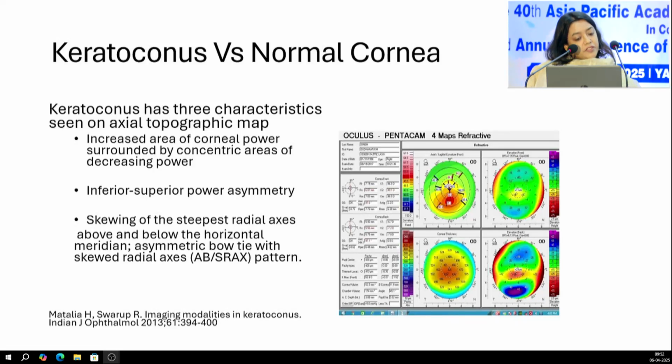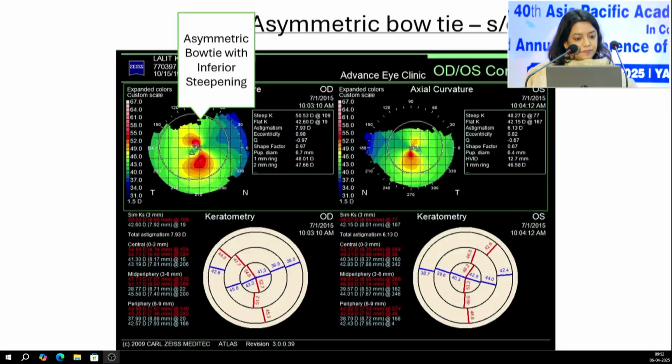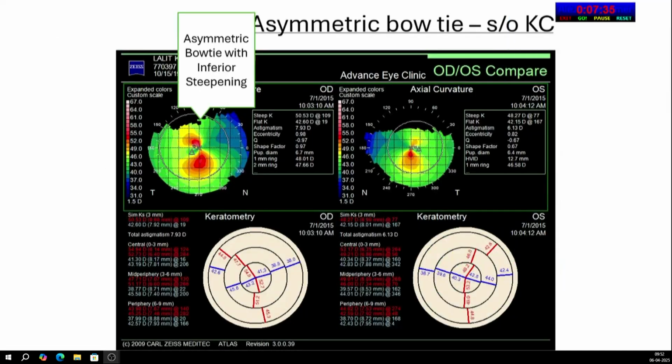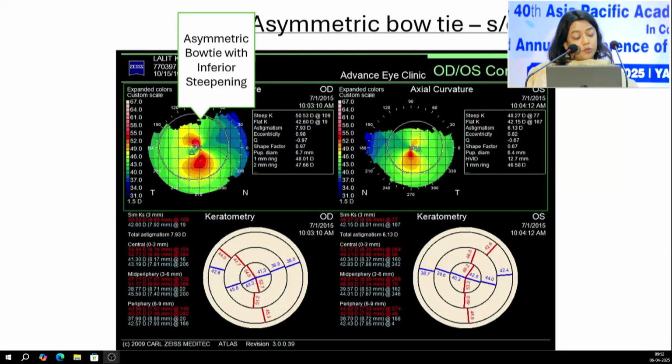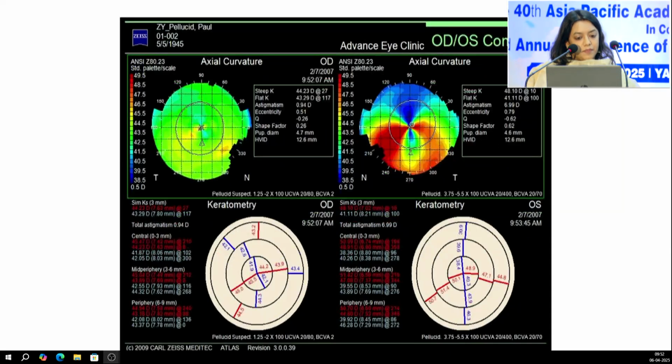In keratoconus, we have to basically look for 3 points: the increase in the area of corneal power more than 47.2, inferior superior asymmetry more than 1.4, and skewing of the axis more than 22 degrees. Like we can see an asymmetric bow tie here, suggestive of keratoconus. It's mostly seen in the axial curvature map. And in this we can see a crab claw foot in a PMD case.